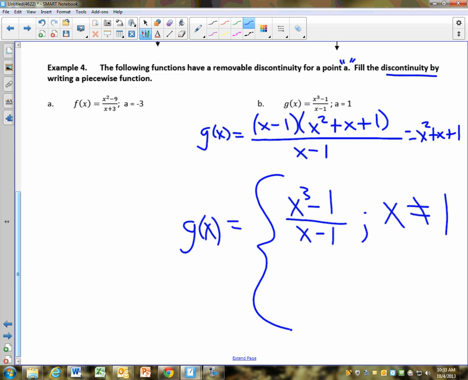Let us now fill the discontinuity. x equals 1. What would be the value? You plug it into what the function wants to look like, and we get that. And that's it.